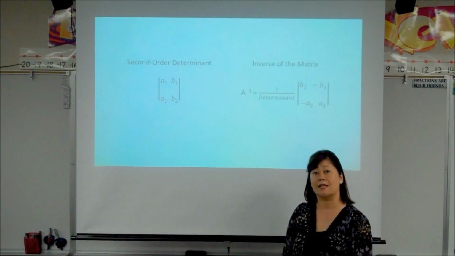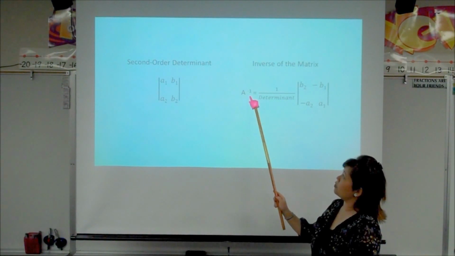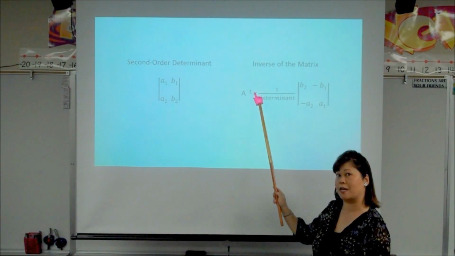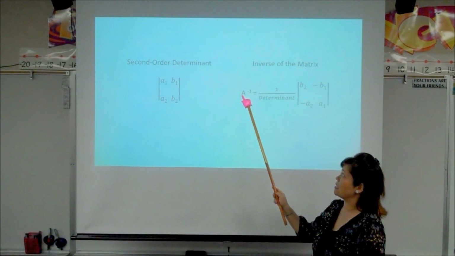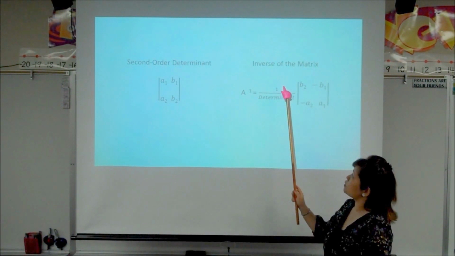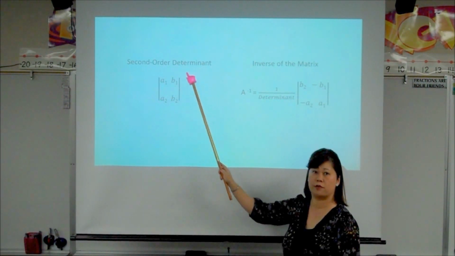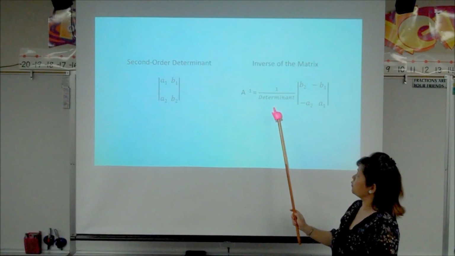To find the inverse, we write A with a little -1 in the notation. That tells me this is an inverse, so make sure you put the -1. Then we have 1 over the determinant. The determinant, remember, was the result of this cross multiplication right here. So that's the 1 over determinant.